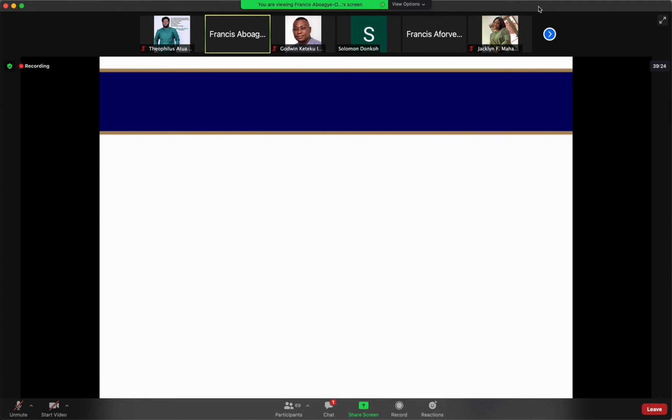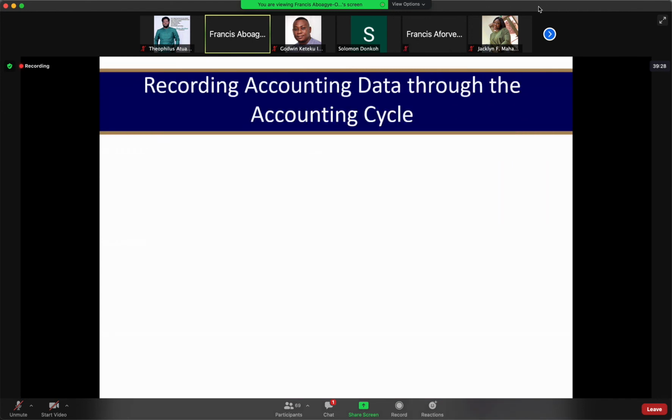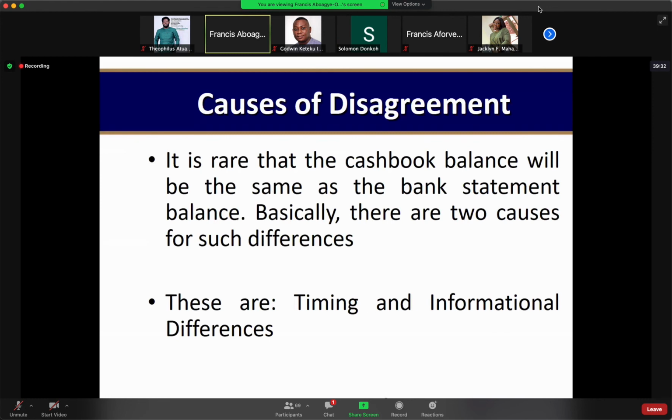Okay, so now let's look at the causes of the disagreement. Basically, there are two main causes. We have what we call timing difference and informational difference. So the causes of the disagreement are either timing in nature or informational in nature.